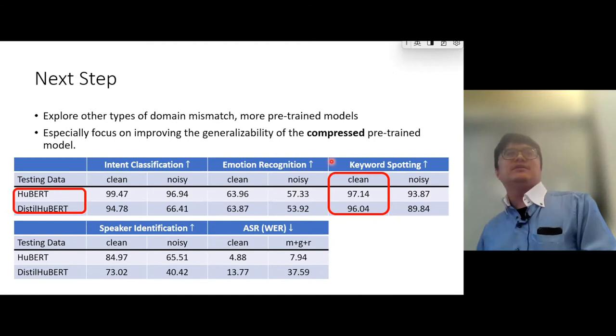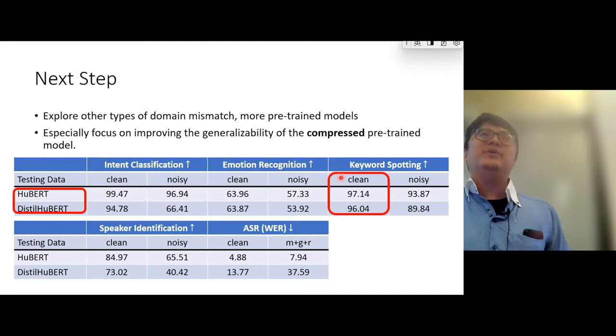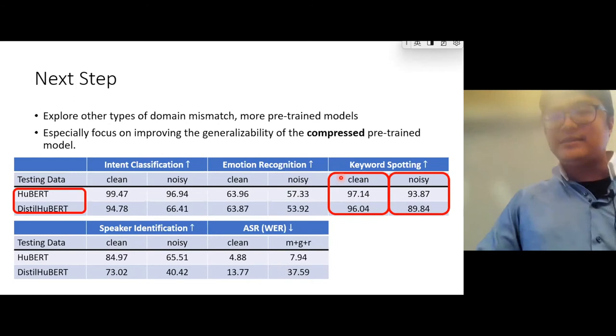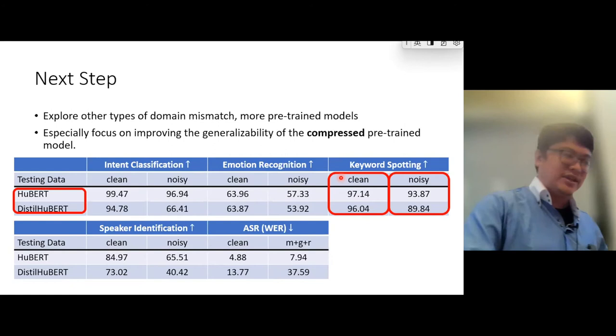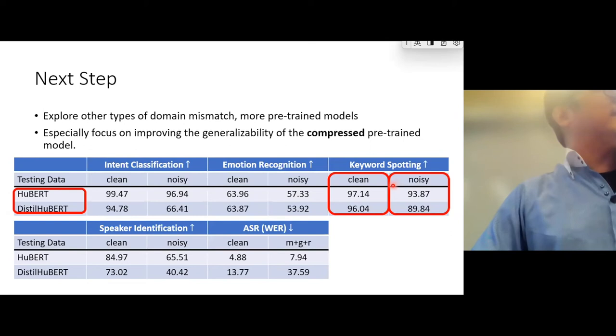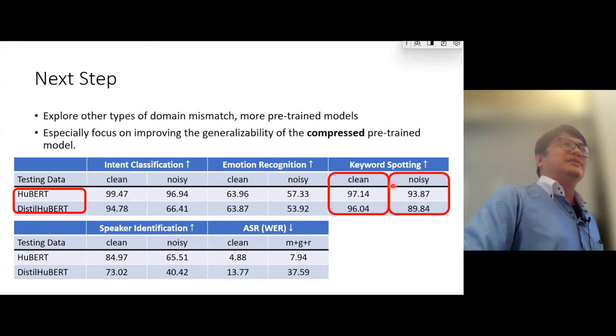For example, in keyword spotting for clean speech, HuBERT and distilled HuBERT have very close performance. However, if you add some noise to your testing set, then their performance has a gigantic gap. Even though their performance is close to each other for clean speech, when it comes to noisy speech, they have a significant difference. So this is why we will highlight improving the generalization capability of compressed pre-trained models.